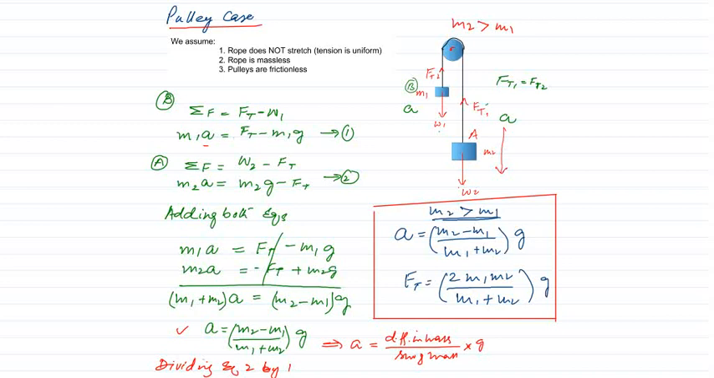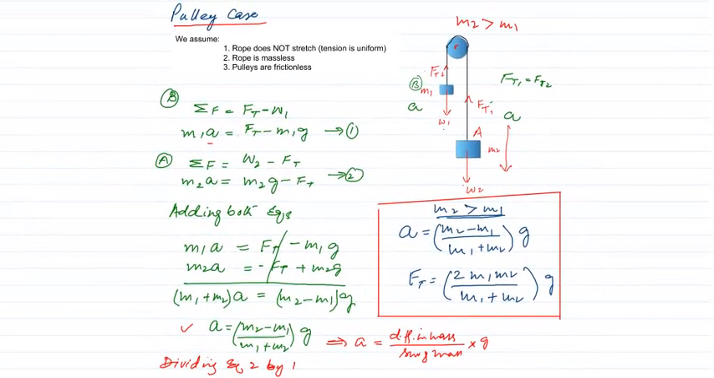So our first consideration is that mass 2 is greater than mass 1, right? And it is logical that the rope is one, so the tension over here is equal to the tension over here. If I say it is Ft1 and Ft2, both are equal, Ft1 equals Ft2, right? And the acceleration on both sides is the same. So this is the fact.